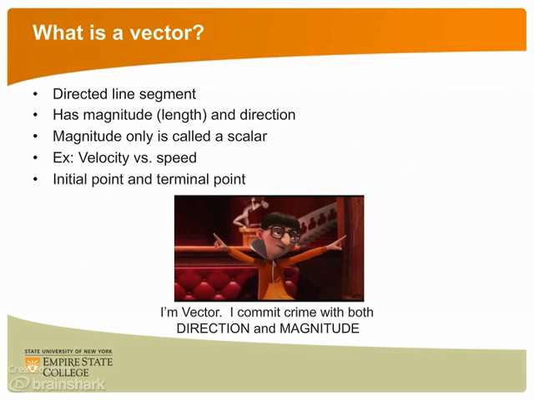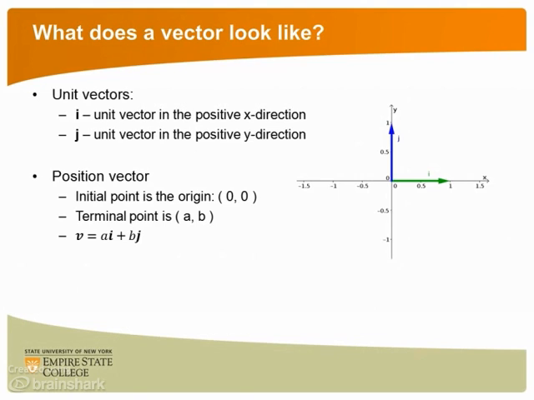Because vectors have directions, there is a start and an end to them. The starting point is called the initial point, and the end is the terminating point. But how exactly can we give a name to vectors? To start building the equation for a vector, we first consider two important unit vectors.